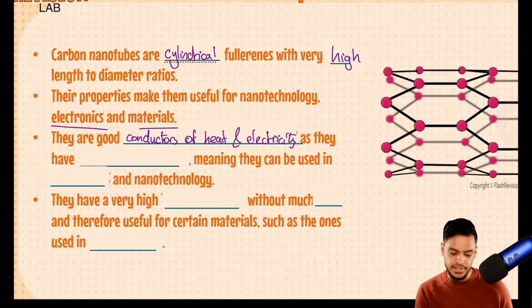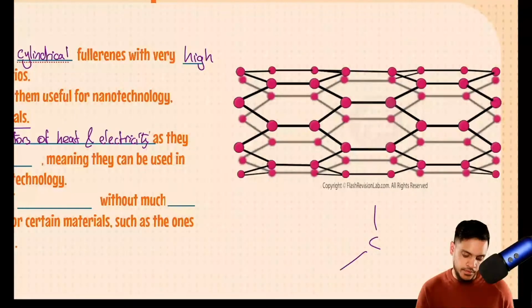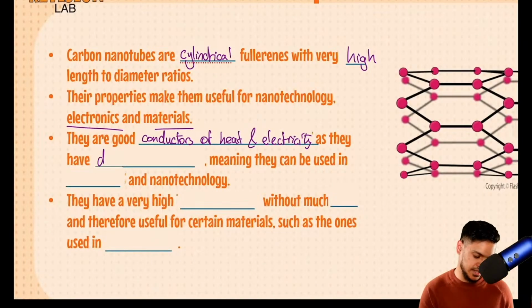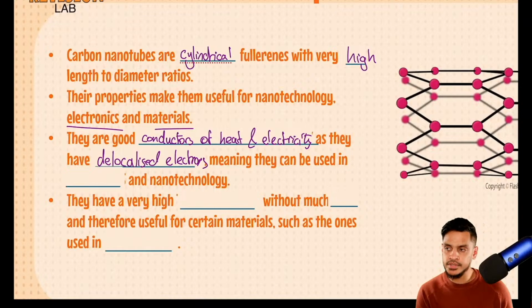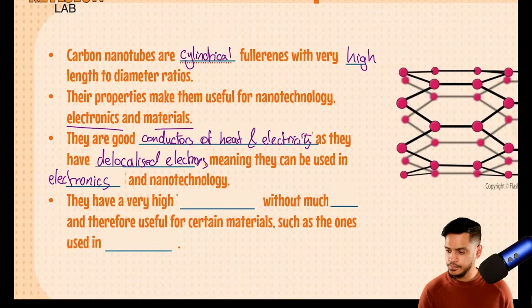And the reason for that is, again, you've got this hexagonal shape, just like graphite. They form 3 carbon bonds, so they have delocalized electrons. Meaning they can be used in electronics again, and nanotechnology.